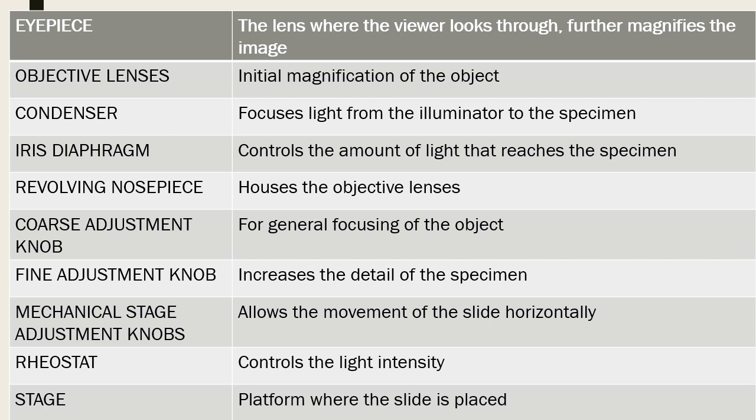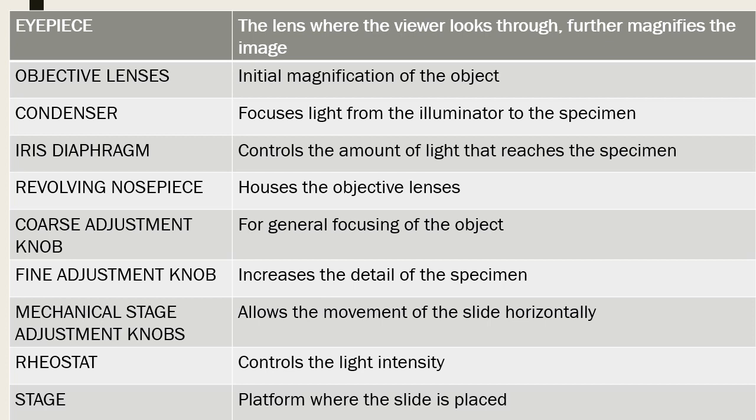Okay, with that, let's take a look at the parts of your microscope. You have here your eyepiece, the lens where the viewer looks through. It further magnifies the image. Last time in the lecture, I told you that a microscope has a two lens system.